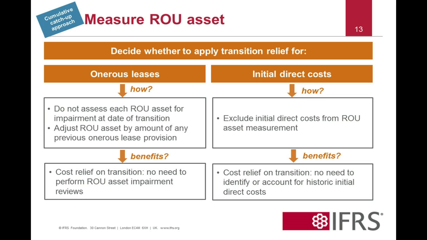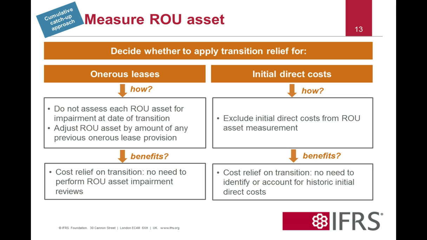This slide covers two further optional reliefs that a lessee can apply to its right of use asset measurements. First, the left-hand side of the slide refers to onerous leases. This relief really relates to a lessee considering any potential impairment on right of use assets on the date of transition. Strictly, a lessee needs to consider whether its right of use assets are impaired once they have been brought onto the balance sheet. However, IFRS 16 offers a simplified way to do this.